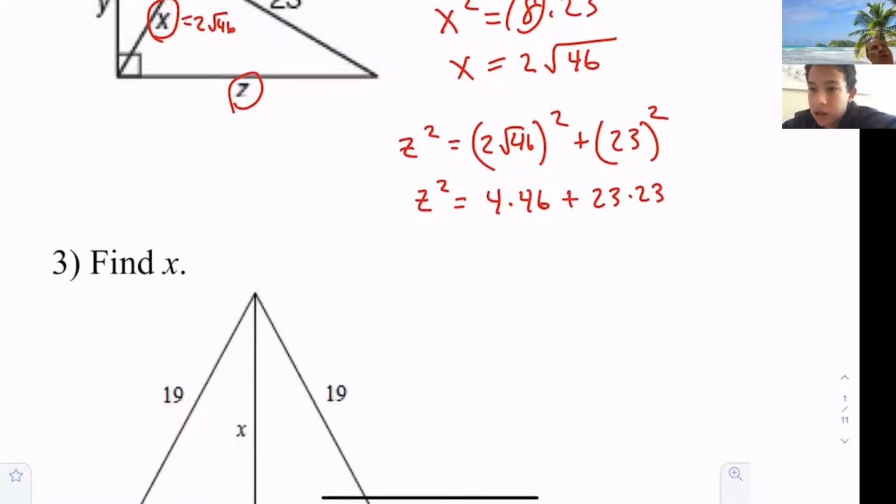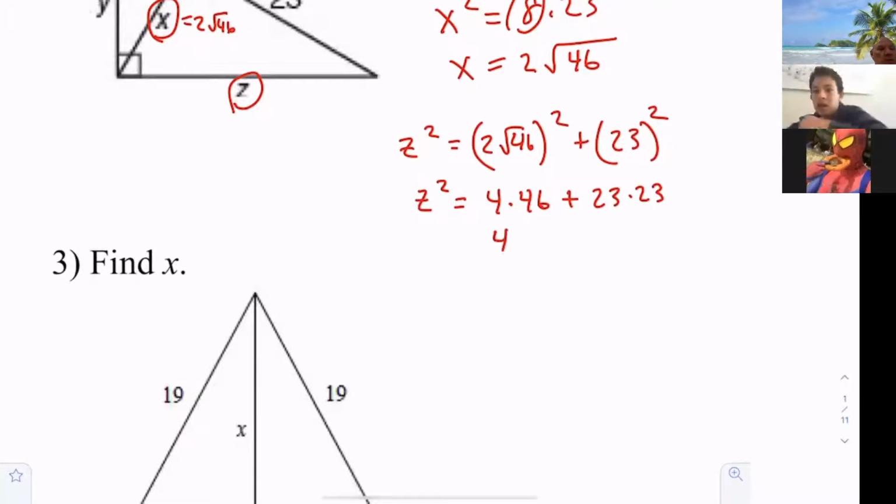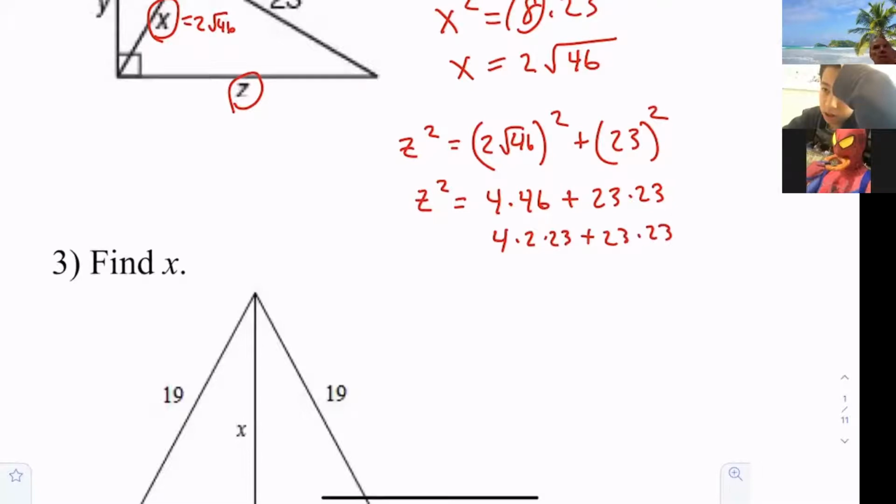Yes, 46 has a common 23. So now watch me. 4 times 2 times 23 plus 23 times 23. Now, some of you are like, I don't care about that, just use your calculator then. All right. I'm just trying to show you how people can manipulate numbers. So it makes it easier.